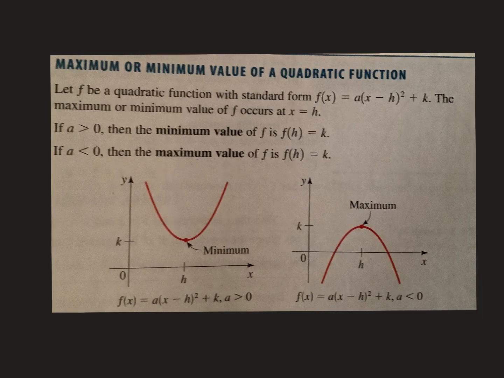All right, maximum or minimums. If a parabola opens up, it has a minimum, and the minimum occurs at the vertex. If it opens down, it has a maximum, and it occurs at the vertex. Now, the minimum or maximum value is the y-coordinate of the vertex. If they ask you what the value is, it's going to be the y-coordinate. Okay, you see right here, it's k. It's the y-coordinate. So let's see if we can find a couple here.